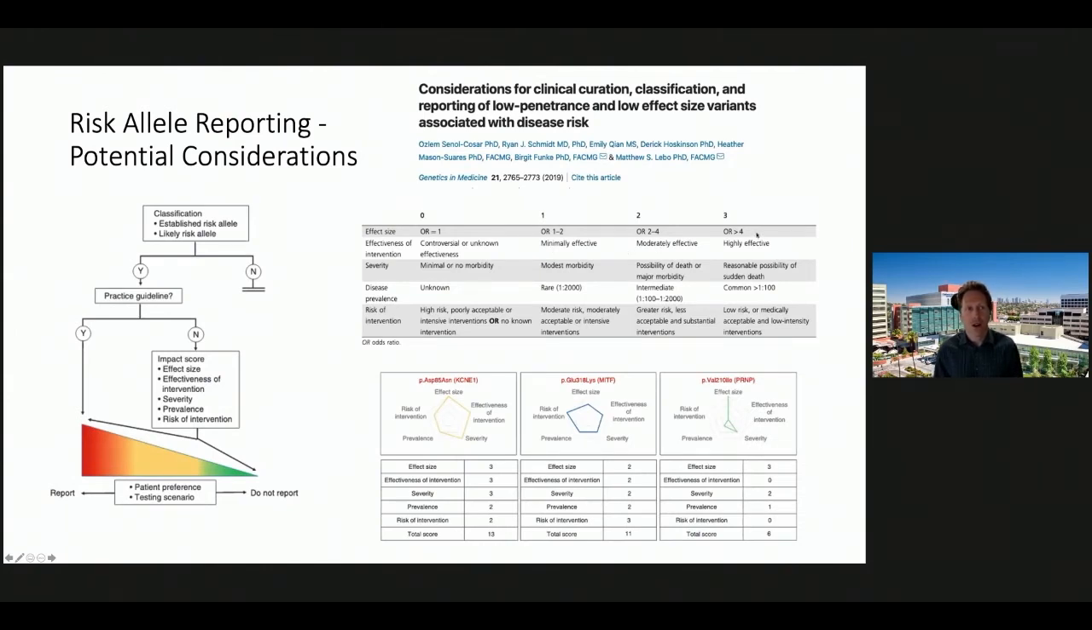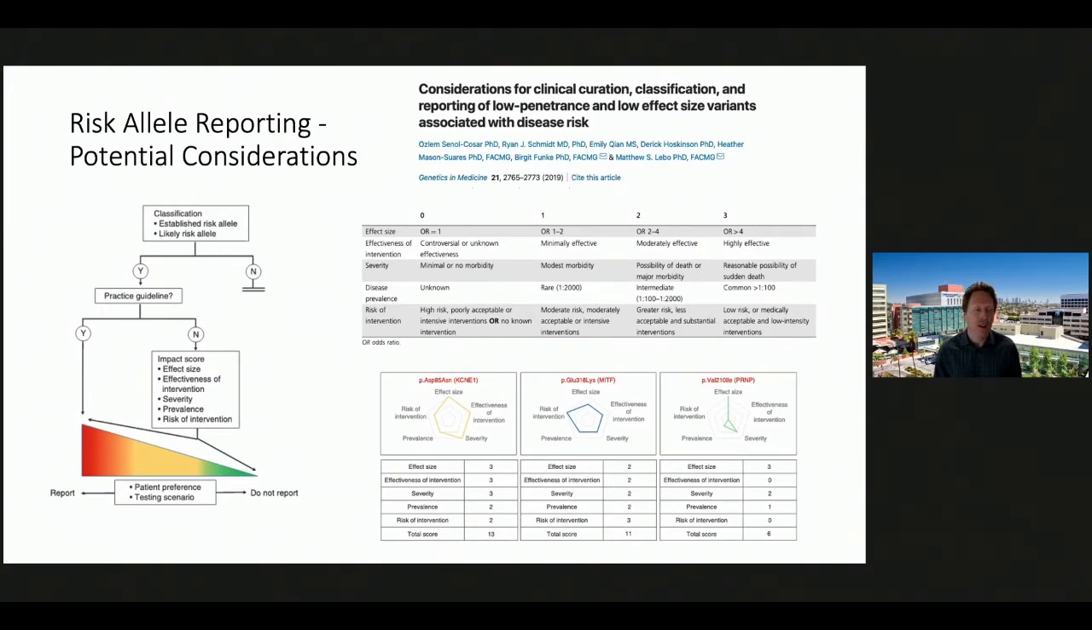This is just some figures from a publication that Matt and I had been involved in, but nicely outlines some potential considerations for laboratories when they're thinking about reporting risk alleles. So the effect size, they might have a cutoff, whether or not there's an effective intervention, the severity of the condition that the risk is associated with, the disease prevalence, and then the risk of the intervention to help out with the condition. So this was kind of outlining a potential scoring system to evaluate all those factors and add them up.